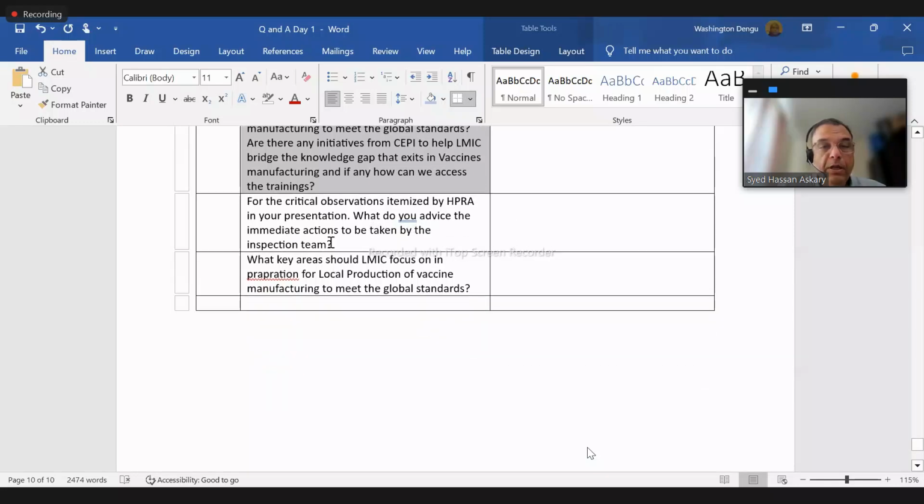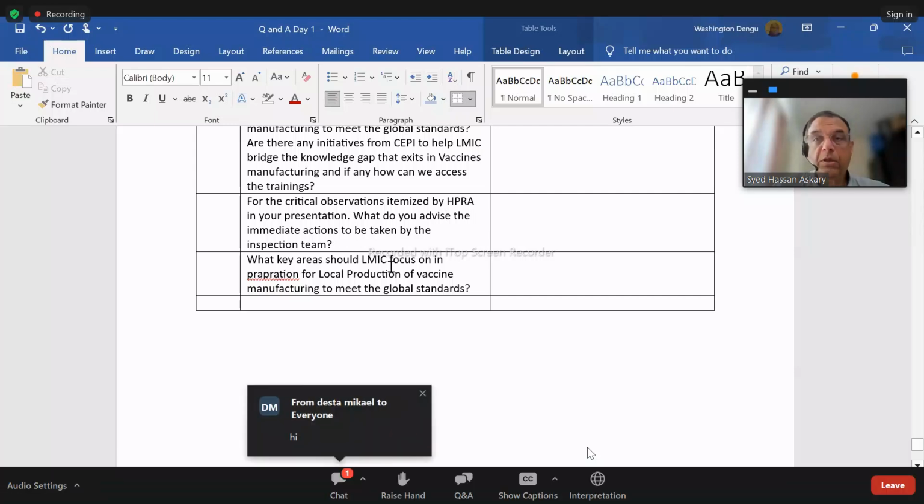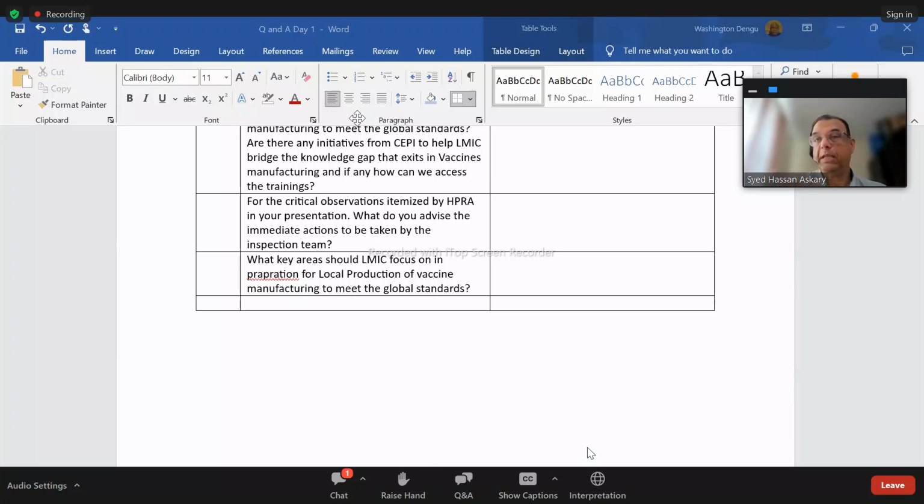For the critical observation itemized by HPRA in your presentation, what do you advise the immediate action to be taken by the inspection team? It depends on what kind of critical observation. Basically, the inspection team discusses the critical observation and what is required to close off that observation, and what steps the company will take to address those critical observations. That should be the key, and the regulator and the manufacturer need to agree on what would be the end objective and the end results.